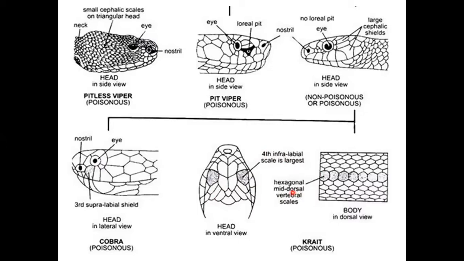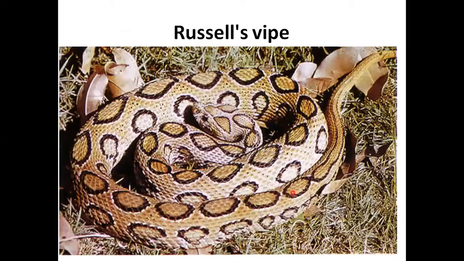this is the krait. Sometimes it is found that the scales may be small and there may be large shields on the head, but it does not have the characters of the cobra, krait, or coral snake, then it is a non-poisonous snake. So let us see which are the poisonous snakes, and learn their different characters.